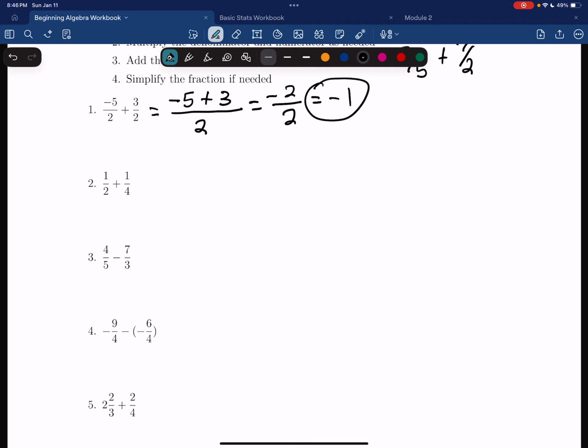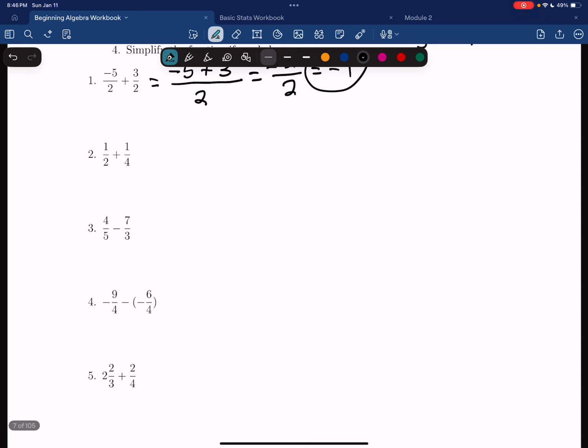Looking at example 2, our denominators are 2 and 4. So we no longer have a common denominator. When you don't have a common denominator, there are two cases you're going to run into. Example number 2 is case number 1. That is when you take the largest value in the denominators, in this case 4, and divide it by the smaller value, 4 divided by 2, and you get a whole number. 4 divided by 2 is 2.